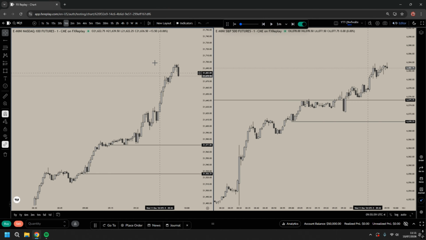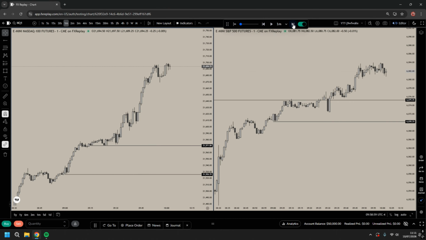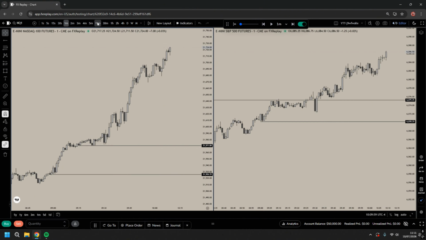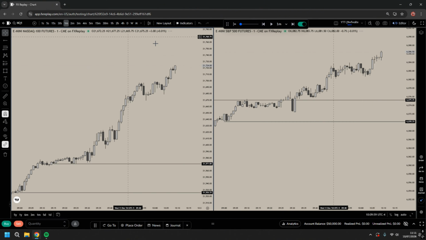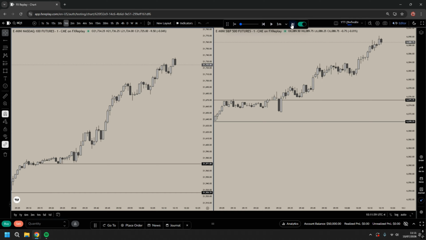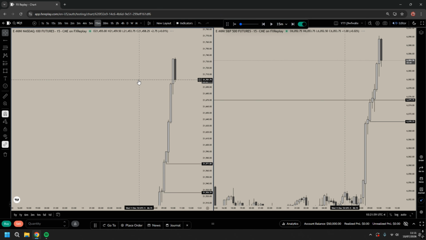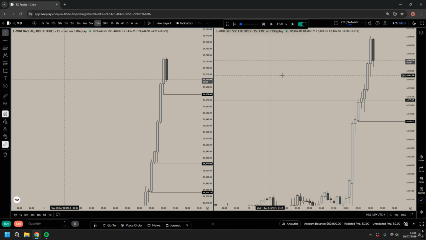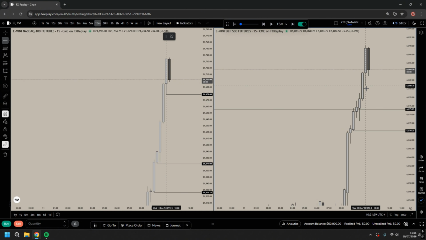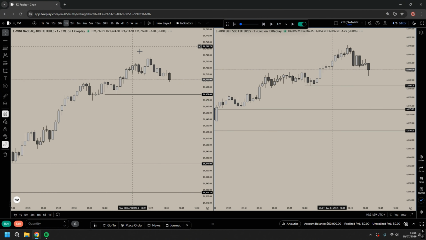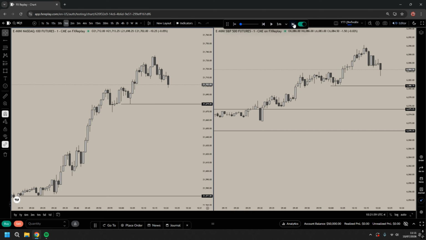I would prefer to just wait for the long, but I don't know if we're going to get that, to be honest, because we are just flying to the moon. So this is the problem with all-time highs. You either just end up getting stuck in a range, or you just pump or dump in one direction for the whole day. And there's not really anything you can do about it.